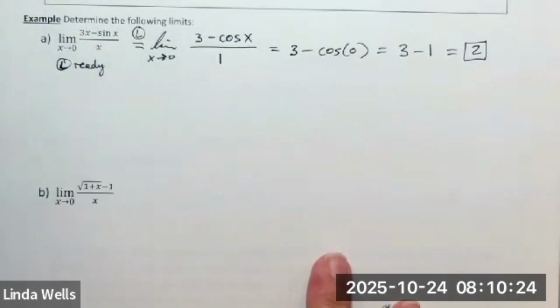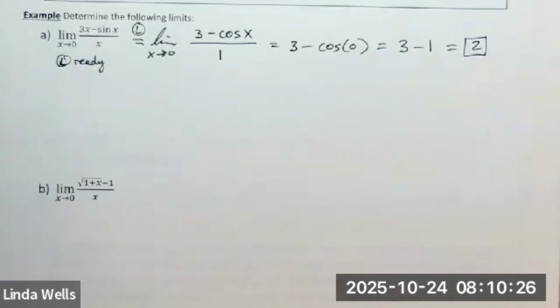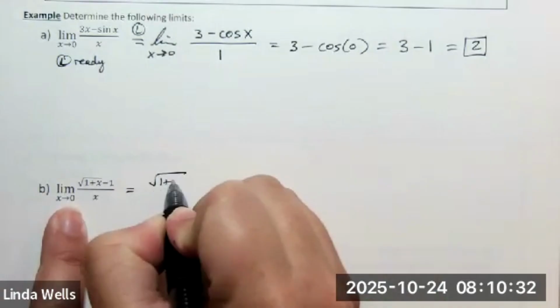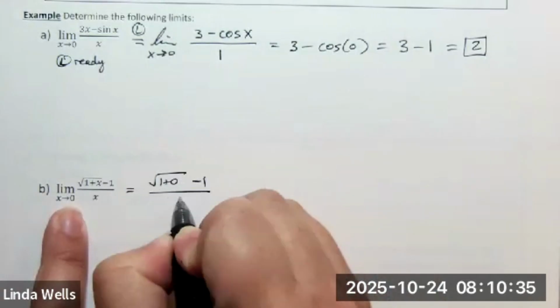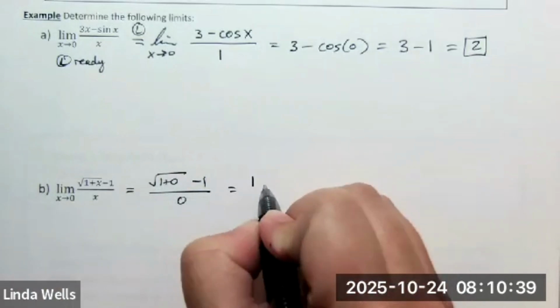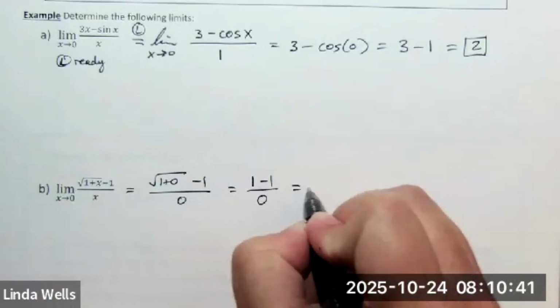All right, on the test, you have a limit question. What should you try first? Plug in what x is going to. So in this case, 0. So square root of 1 plus 0 minus 1 over 0. So that's the square root of 1, which is 1, minus 1 over 0. Oh no.